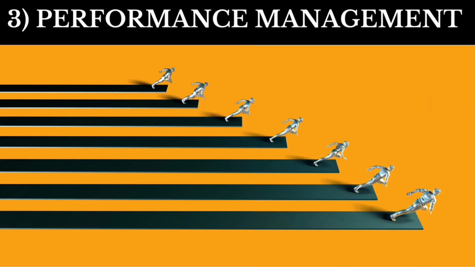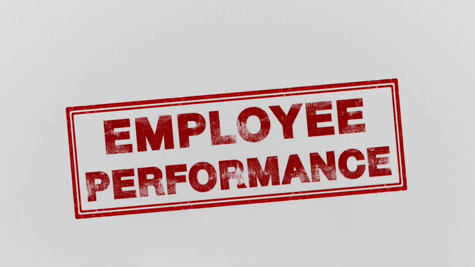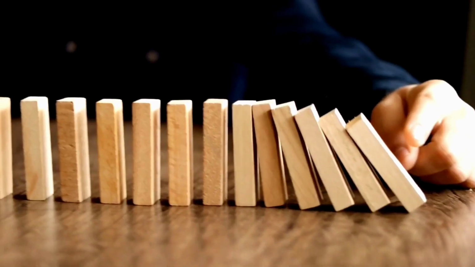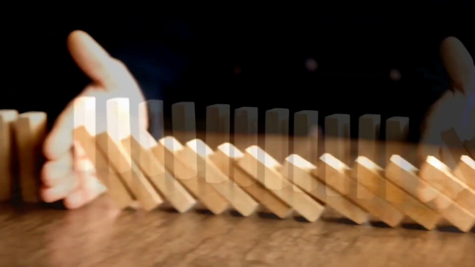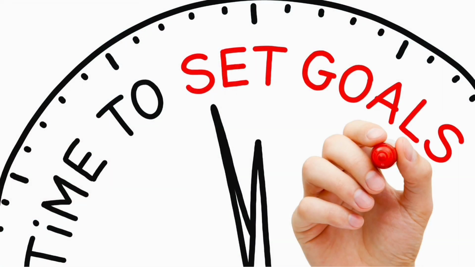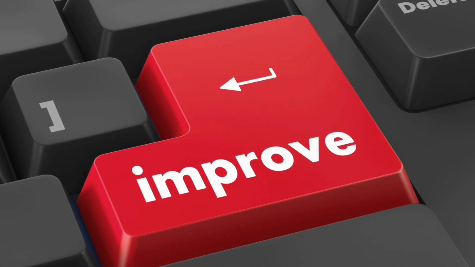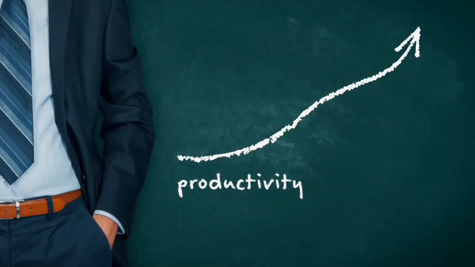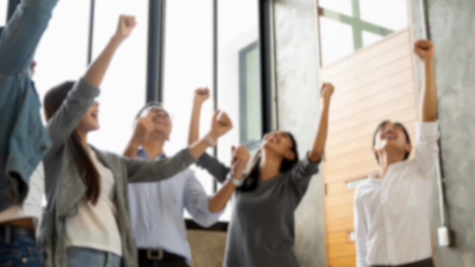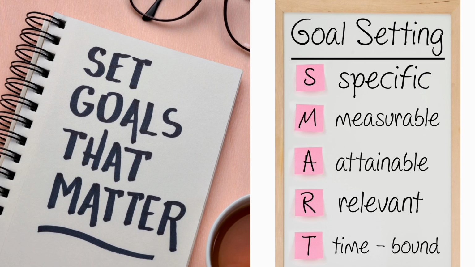Next, third, is performance management. Now, what is performance management? Performance management is the process of setting performance expectations, providing feedback, and evaluating employee performance. This involves performance appraisals, goal setting, and identifying areas for improvement. Effective performance management can lead to increased productivity and employee satisfaction. Why? Now, what is this setting of performance expectations? What expectations are we setting?